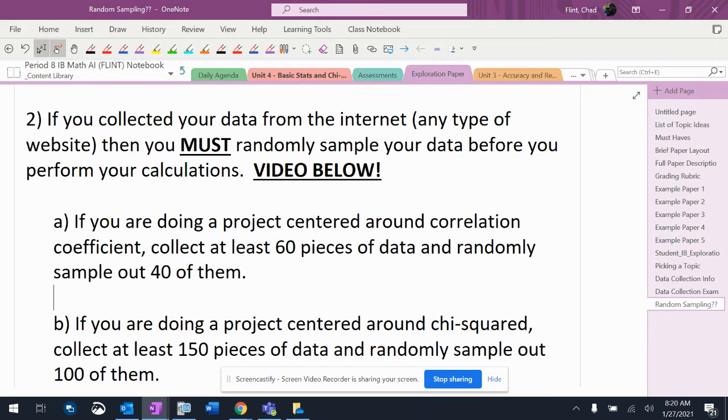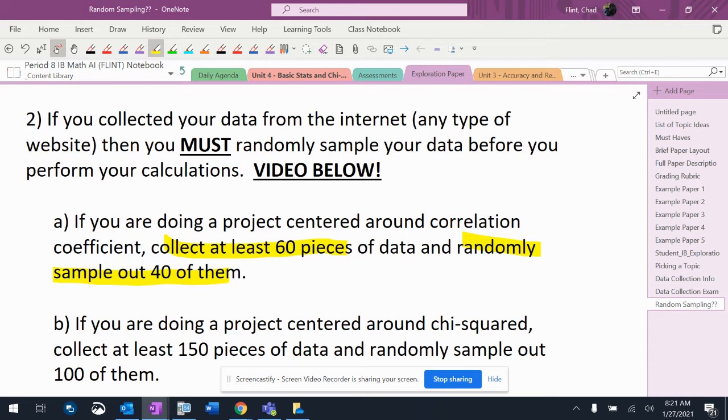If you get your data off the internet, this is something new that I just learned, how to tell when you should randomly sample or not. If you get your data off the internet, you need to randomly sample the data no matter what. Okay, in order to do that, it means you have to collect more than the minimum. So if I'm doing a correlation coefficient project, I need to collect 60 pieces of data, and then I'm going to randomly sample out 40 of them.